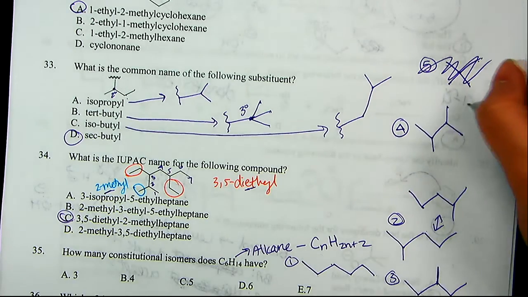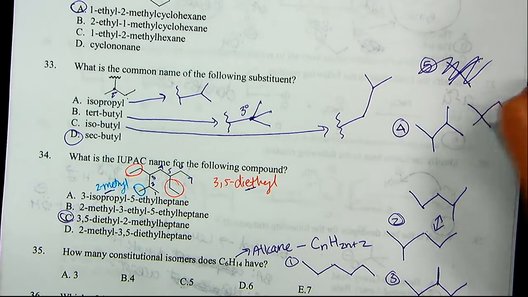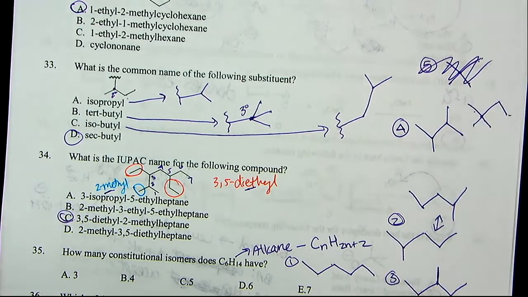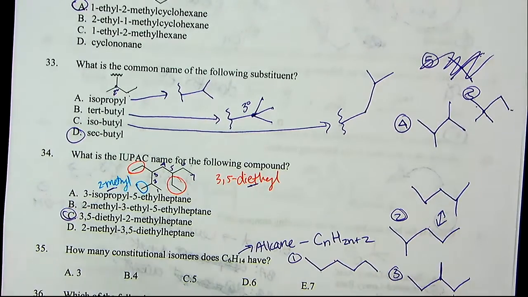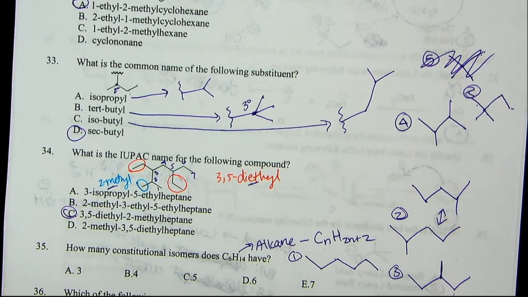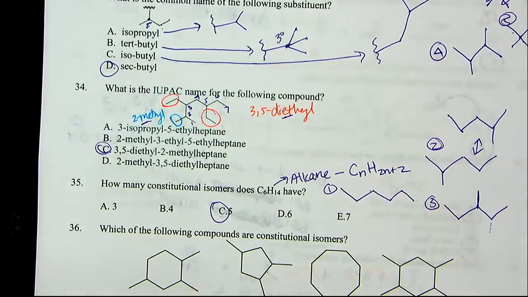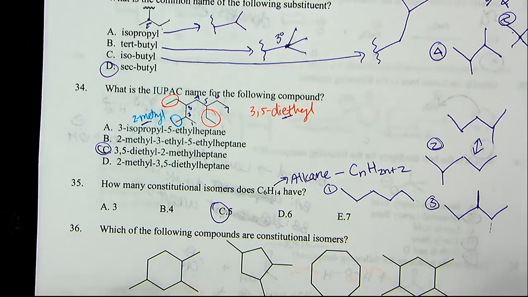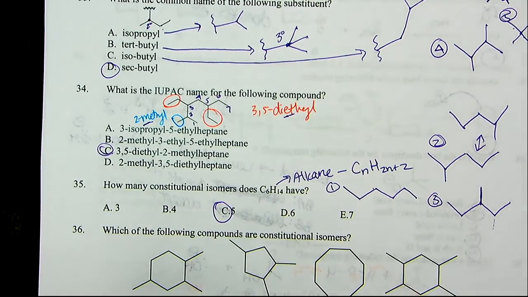But with 4, let's see: 1, 2, 3, 4. Oh, there we go: 1, 2, 3, 4, 5, 6. That's the difference. So again, always check through all your 4s and all your 5s. I just see that it's in the 4, in this case here. There should be 5 constitutional isomers of C6H14.